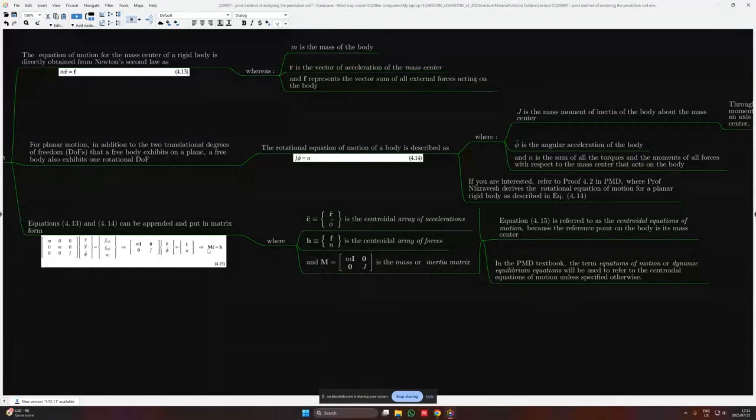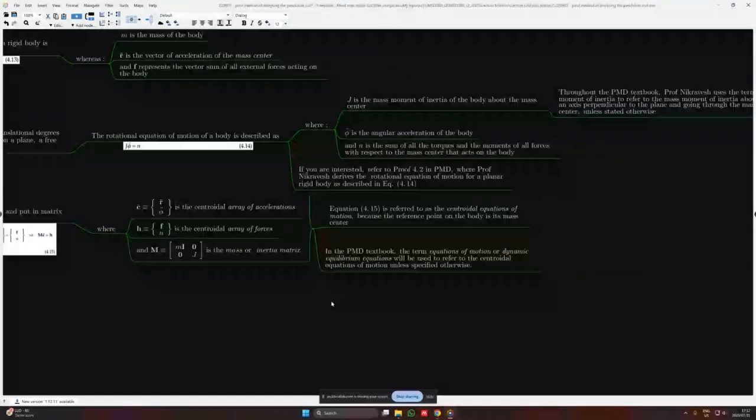And in its simplest form, I end up with this m c double dot, which is equal to h. C double dot is then r double dot, phi double dot, which is the centroidal array of accelerations. H is the centroidal array of forces, and m is simply known as the mass or inertia matrix of the system.